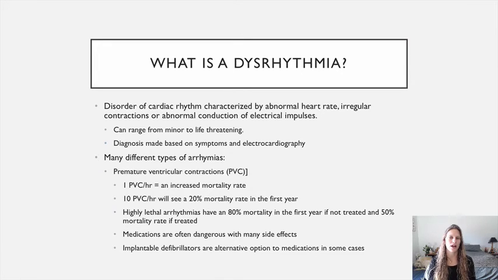Some of the more highly lethal arrhythmias, which we'll go over in a few minutes, generally have about an 80% mortality rate in the first year if they're not treated, and if they do get treated, they still carry about a 50% mortality. So this is a tricky area for treatment, which we'll try to get into as we go through these drugs.